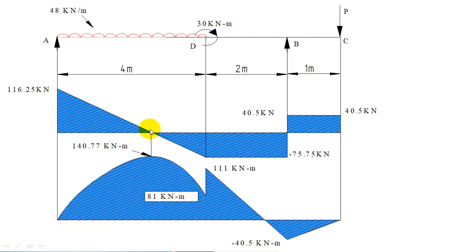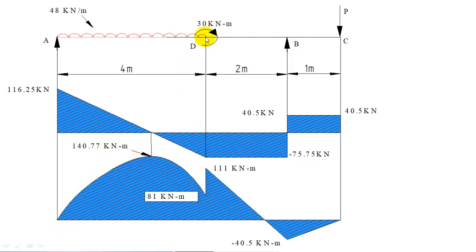Since shear force is changing its sign, you should draw a peak. It should increase to that value and then decrease to 81. So this way you should plot the bending moment curve for that portion. And here you are having the peak, and the peak value is 140.77 kilonewton meter, which you have already calculated. So you can draw the bending moment diagram for this portion.